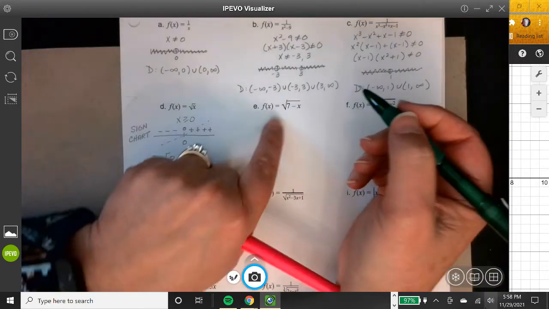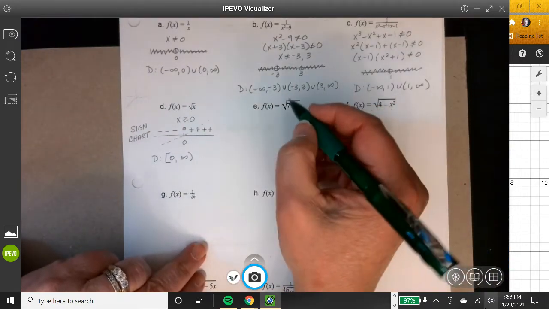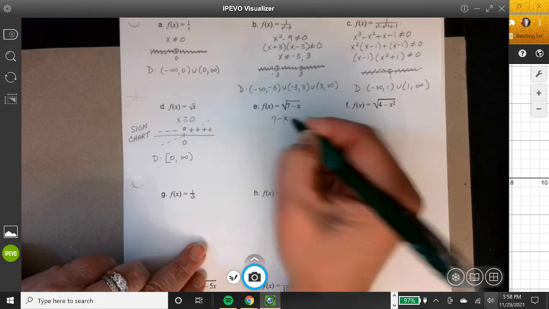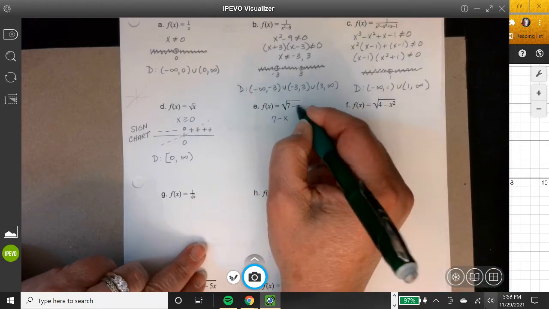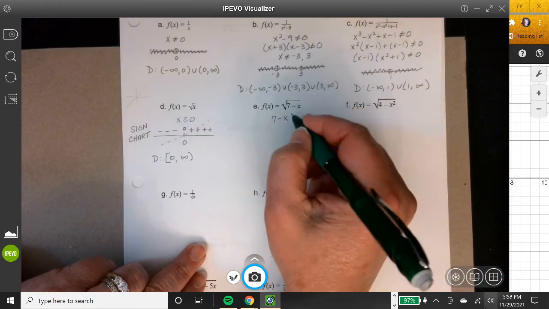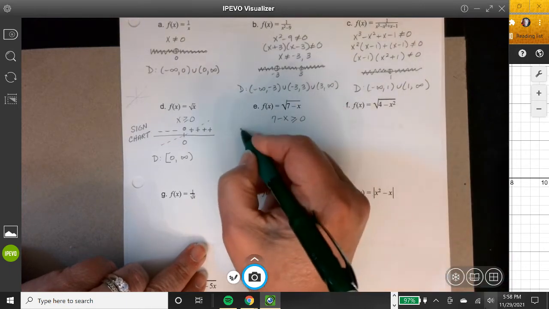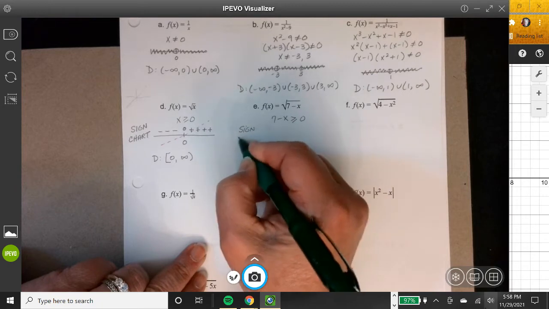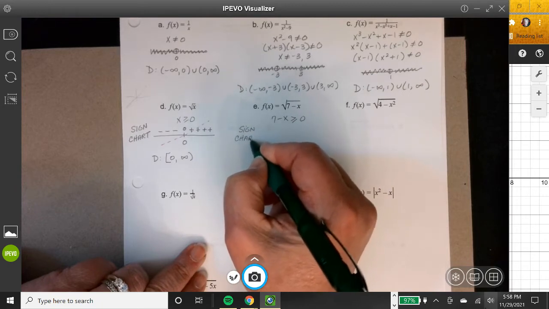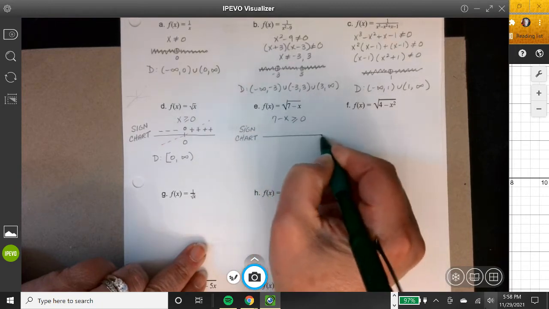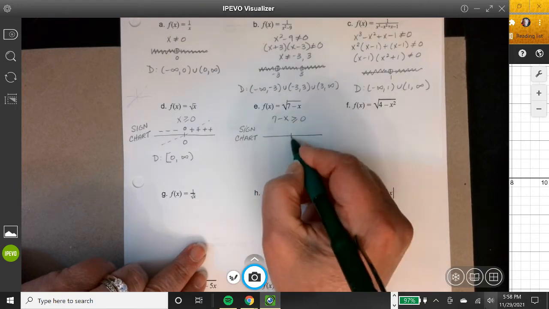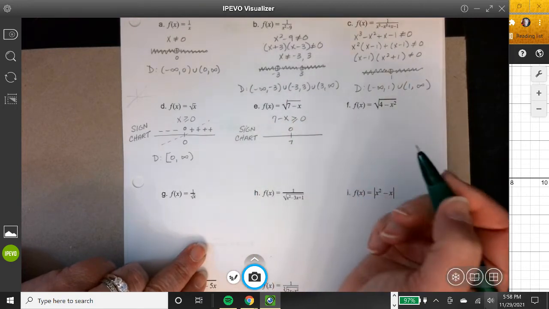All right, let's try this one. F of x equals the square root of 7 minus x. And 7 minus x, since it's under an even root, has to be greater than or equal to 0. All right, so I'm going to do a sign chart. So what do you put on a sign chart? Well, you put the zeros of your function. What are my zeros here? Well, the 0 of this is 7. So I'll put a 0 there.